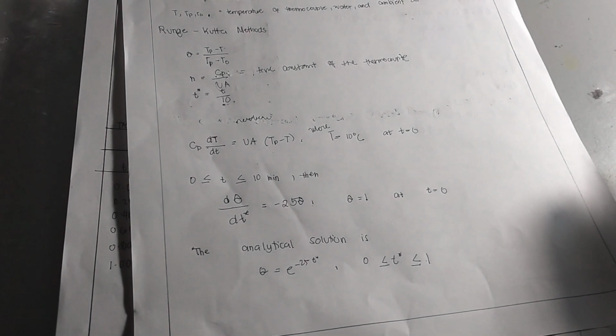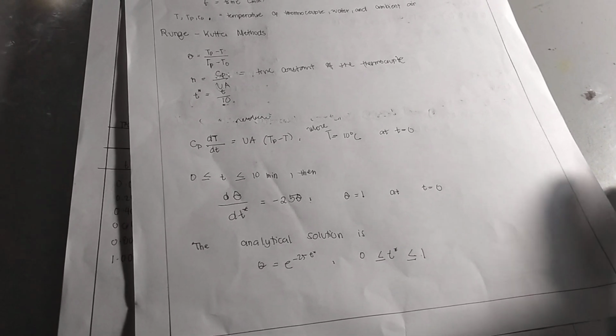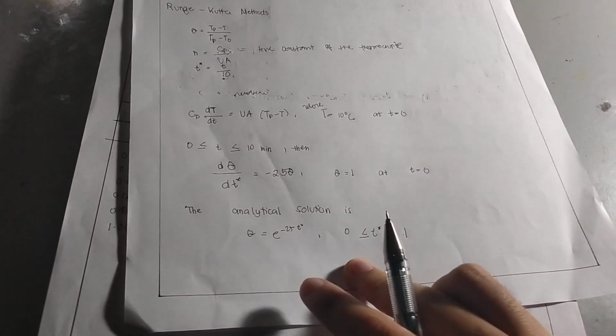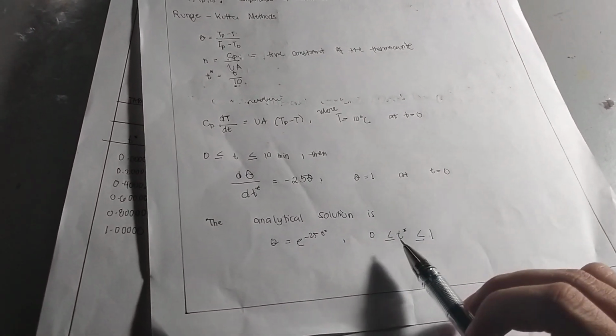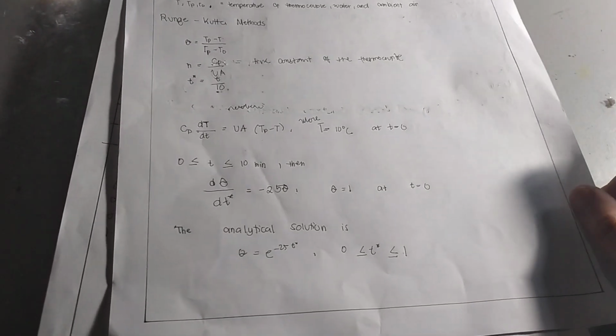If the response curve is calculated for 0 is less than t and t is less than or equal to 10 minutes, then the derivative of theta with respect to t equals negative 25 theta, with theta equals 1 at time equals 0. The analytical solution is this, for 0 is less than or equal to t total and t is less than or equal to 1.